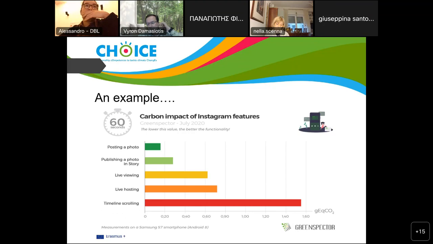According to Greenspector, posting a photo consumes almost 0.2 grams of CO2 equivalent. This is the CO2 emissions needed to produce the energy required to do the specific job. So instead of counting watts, we measure the equivalent CO2 emissions to produce that energy. Publishing a photo story is almost 0.3 grams of CO2 emissions. Live hosting is almost 0.8. Timeline scrolling is almost 1.5 grams of CO2 emissions.